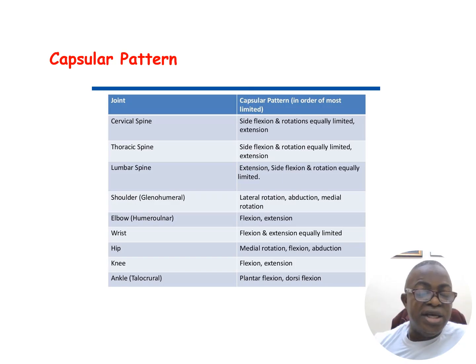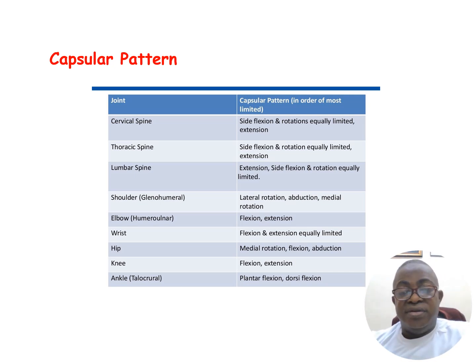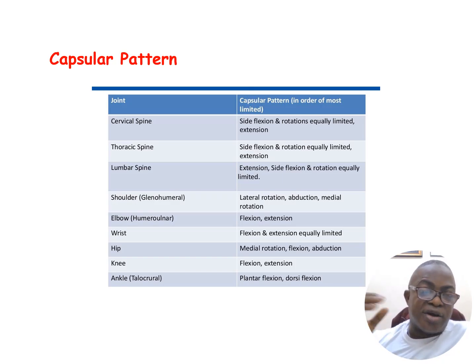What about for shoulder? If the capsule of the shoulder is involved in the pathology and that is what is responsible for the pain, what you're going to notice is that lateral or external rotation will be the most limited movement displayed by the patient when you are doing active range of motion. Lateral or external rotation will be mostly limited, and that will be followed by abduction, and that will be followed by medial rotation. If you notice it in that sequence, then you can conclude that you have a capsular pattern for the shoulder.